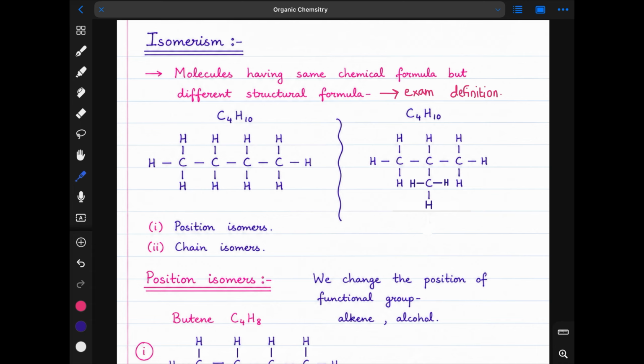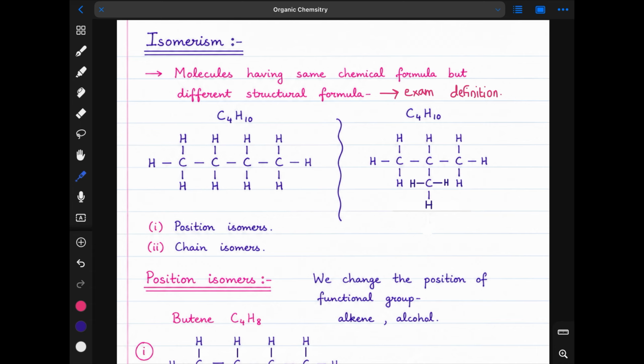So first of all, let's talk about the exam definition of isomers. These are the molecules that have the same chemical formula but different structural formula. Now, this might sound a little confusing, so let's look at these examples.